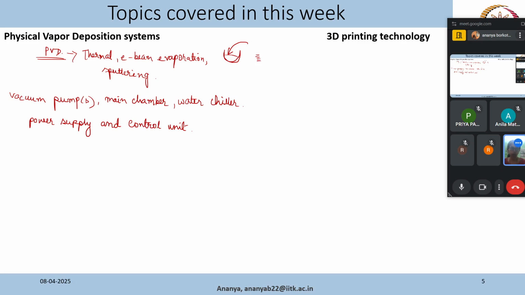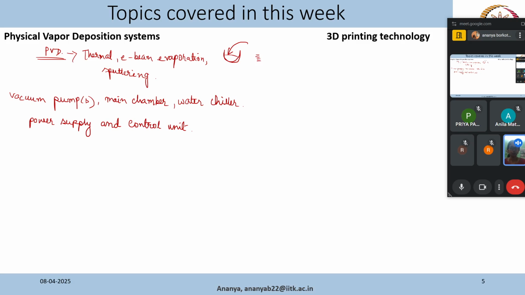First of all, we cannot directly open it. The pressure difference will not allow us to open it directly. So what we will do, we will introduce nitrogen or some gas very slowly, so that it fills the chamber, and then we try to open it slowly. Okay, so these are the things we have to keep in mind.